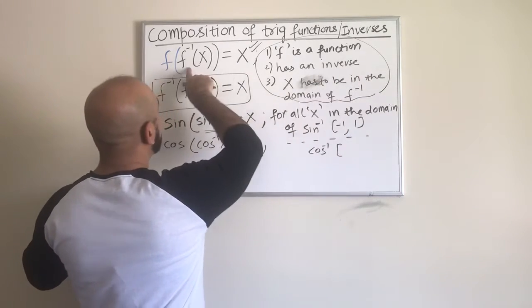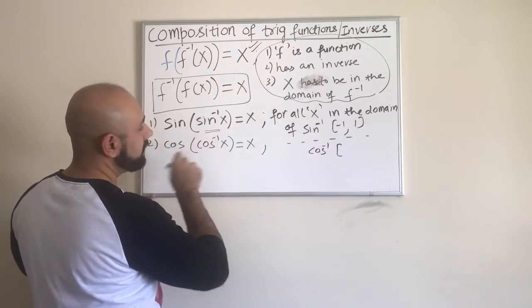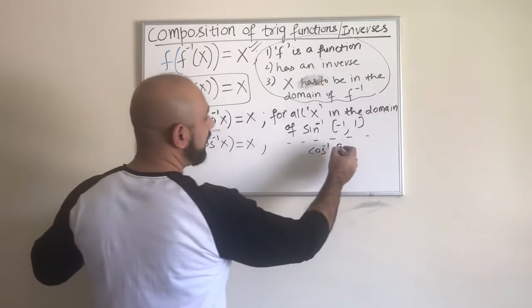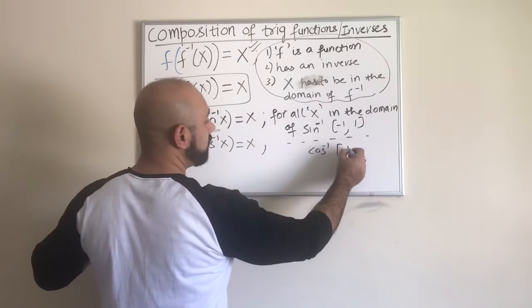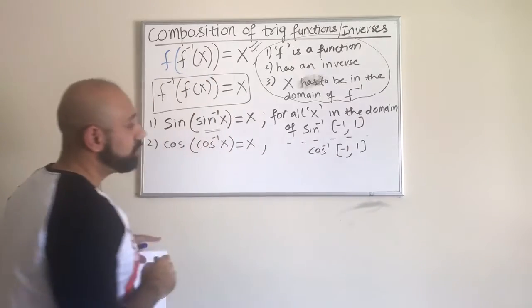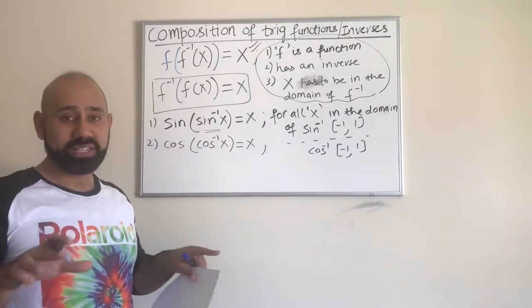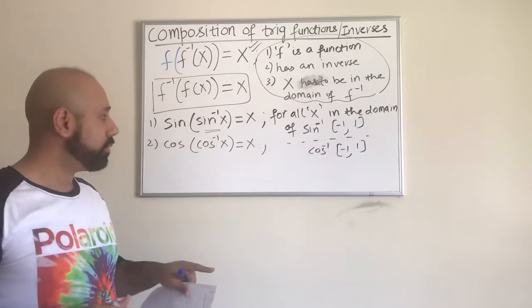f inverse. So here f inverse, here sine inverse. In this case, it's going to be cosine inverse. And again, the domain for the cosine inverse, which we should remember, is -1 to 1. We have already talked about the domain and range for the sine inverse, cosine inverse, and tan inverse.